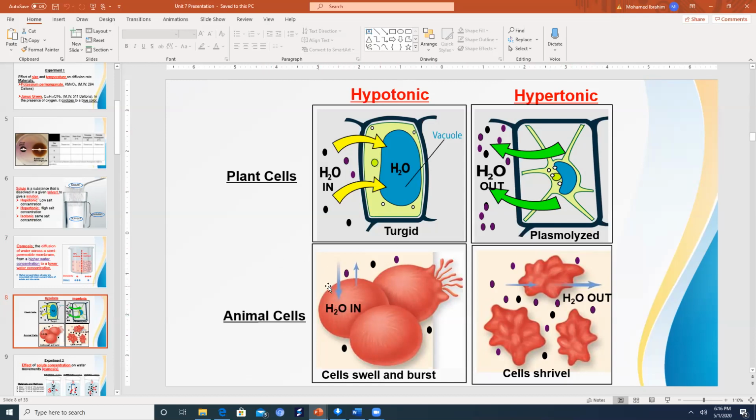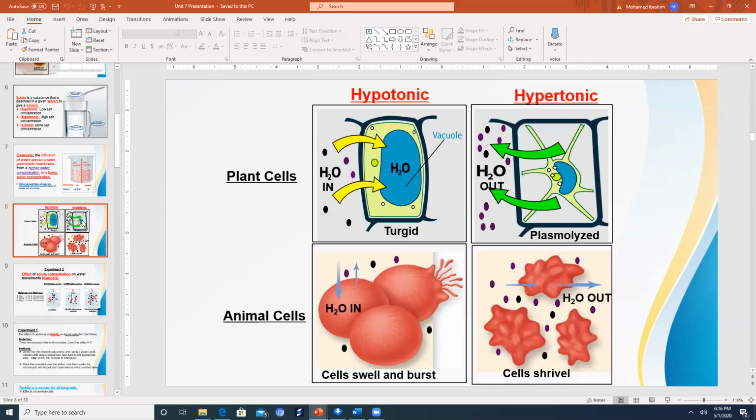Here in animal cell, the situation is different. In hypotonic solution, there is no cell wall. The cell will increase in size and it will rupture, lyse. On the other hand, if you put an animal cell in hypertonic solution, water is coming out and the cell is going to shrink. We call this shriveling, crenation, not plasmolysis. Plasmolysis, plant; shriveling, animal. You need to remember this.